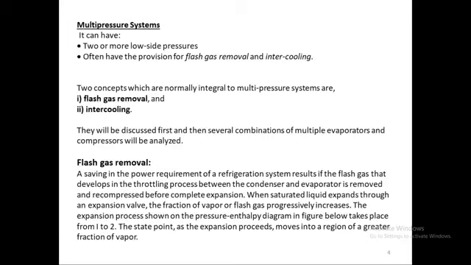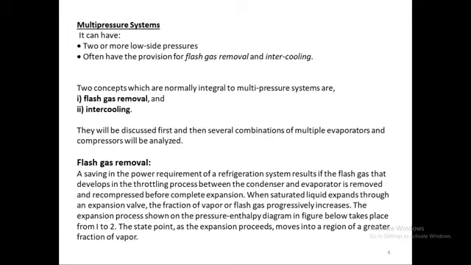So flash gas removal: a saving in the power requirement of the refrigeration system results if the flash gas that develops in the throttling process between the condenser and the evaporator is removed and recompressed before complete expansion.